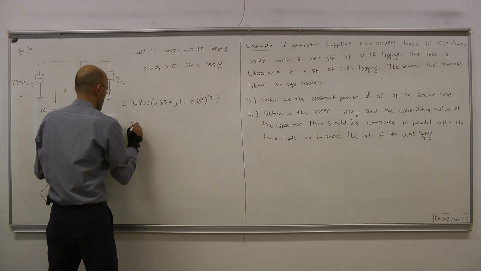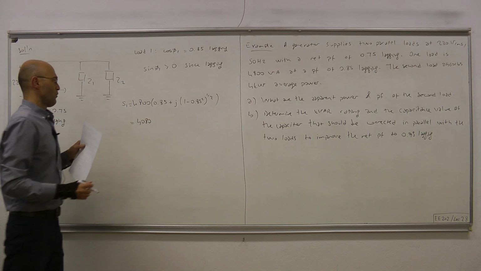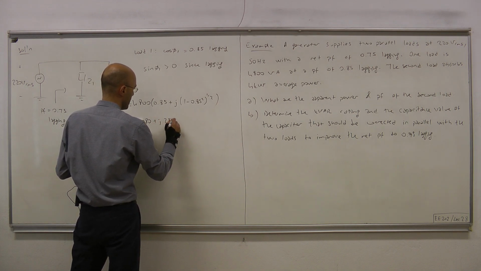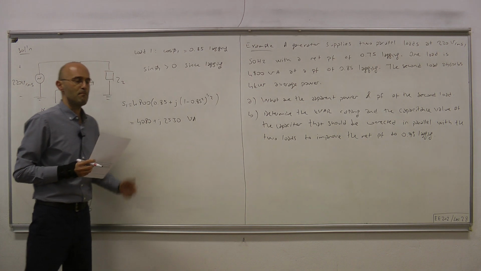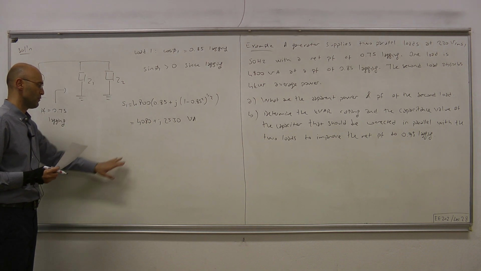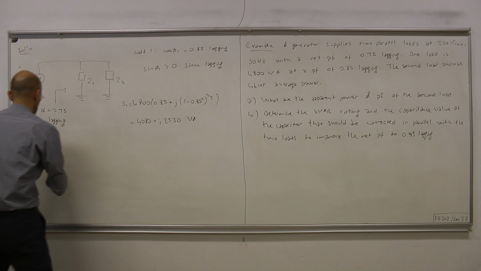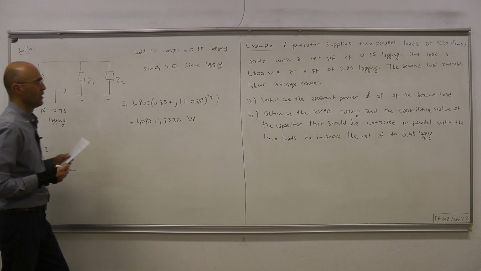And that can be computed to equal approximately 4080 plus j2530 volt amps. So that's the complex power of the first load. How about load 2?